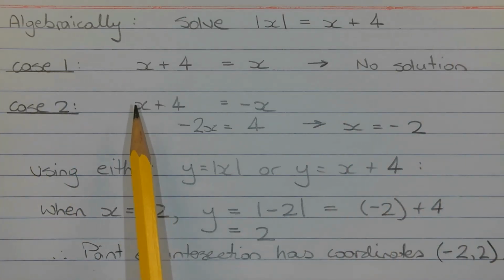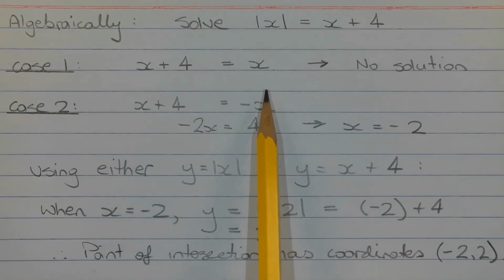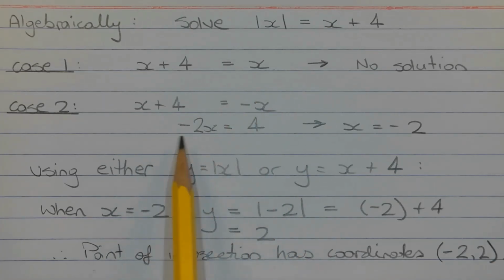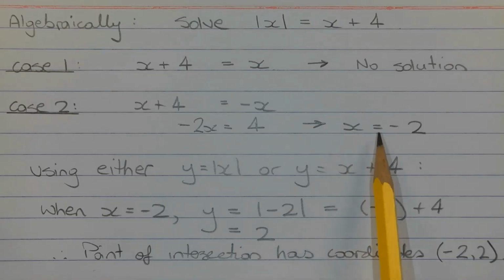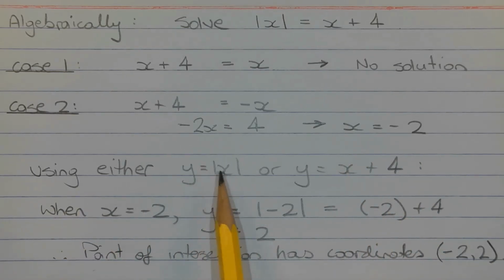In case 2, we have x plus 4 equals -x. Combining the like terms, so moving this x on the left-hand side over to the right-hand side, we get -2x equals 4. And I've written that here. Solving for x, we get x equals -2. Now using either y equals the absolute value of x or y equals x plus 4, substituting -2 for x, we have y equals the absolute value of -2, which equals 2, or -2 plus 4, which also equals 2. Therefore, the point of intersection has coordinates (-2, 2).